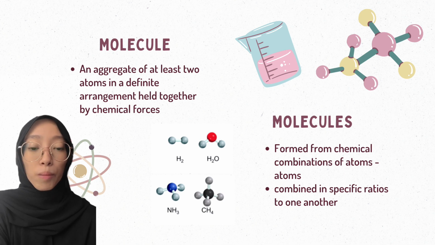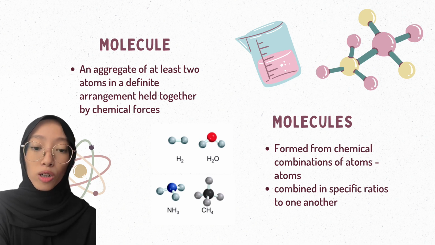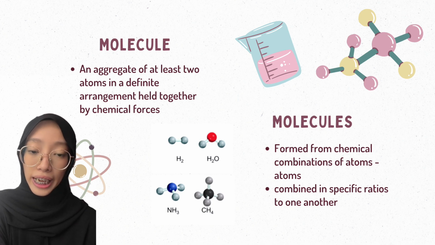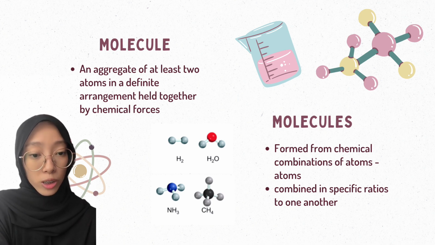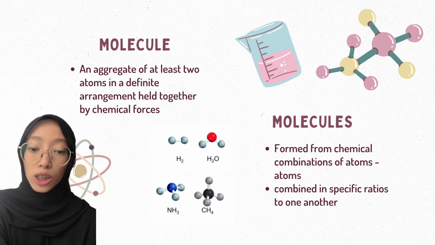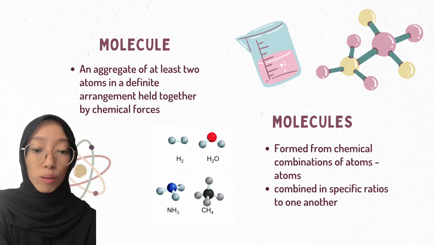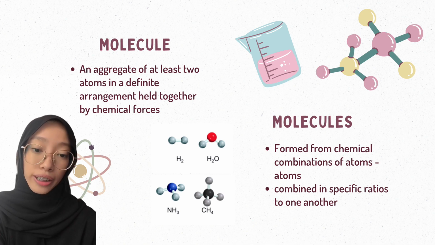A molecule is an aggregate of at least two atoms in a definite arrangement held together by chemical forces. Molecules are formed from the chemical combination of atoms. They combine in specific ratios to one another. For example, hydrogen, H, combined with hydrogen forms H2. While H2 combined with oxygen will form H2O, which is water.